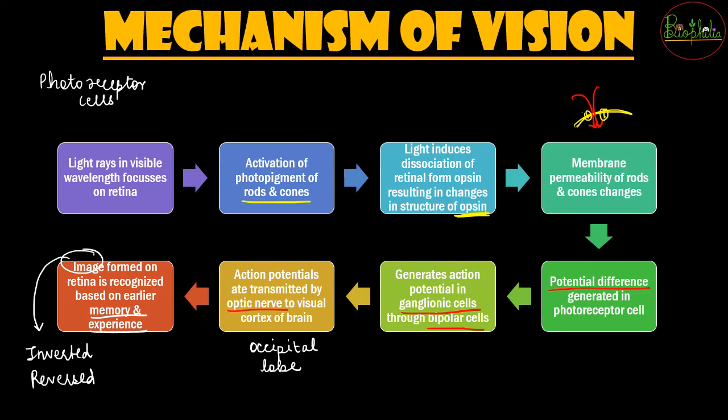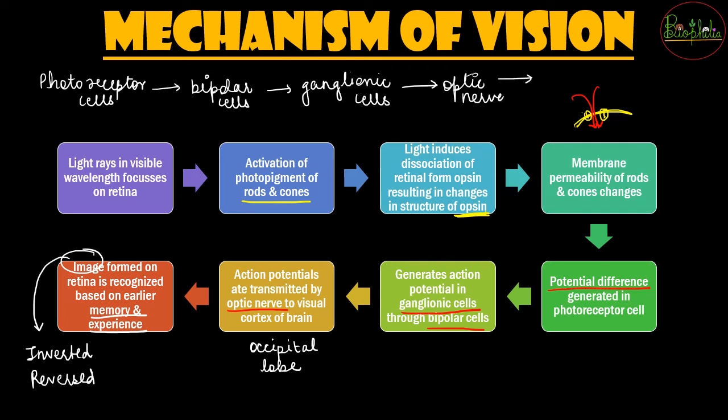From the photoreceptor cells, it will reach the bipolar cells. From the bipolar cells, it will go to the ganglion cells. And these ganglion cells are going to have their axons, which will form the optic nerve. And where will the optic nerve finally go? It will go to the occipital lobe that is present in the cerebrum. So that is the track of how the light is going to travel.